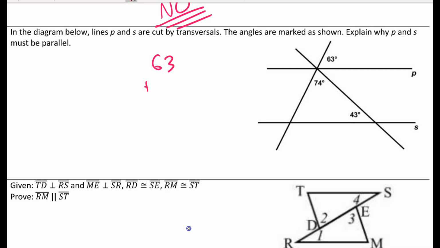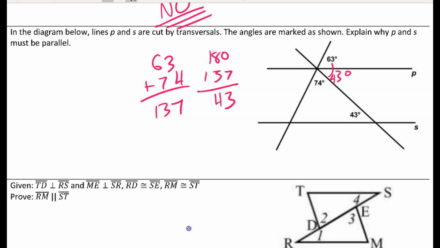So if I add those two angles up, I get 137, and then if I subtract that 137 from 180 degrees, I end up getting 43 degrees is that angle inside there. Now, if I'm thinking about my rules for parallel lines, I notice that those are congruent alternate interior angles.